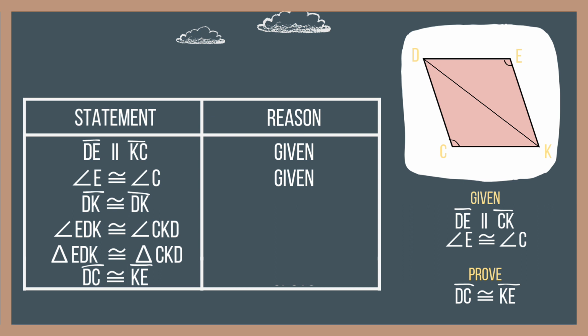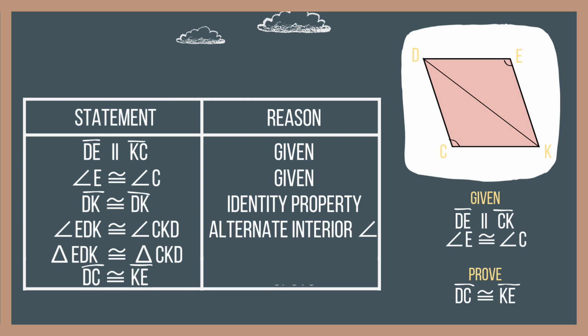line segment DK. And what is the reason again? Great job! It is the identity property of congruences since line segment DK is congruent to itself. Fourth statement, angle EDK is congruent to angle CKD. What do you think is the reason here? Very good. It is the alternate interior angles.